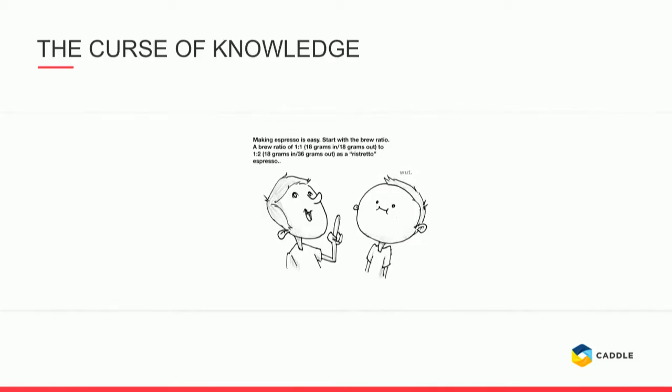The next one is the curse of knowledge, and this might be a little hard to read, but what this young boy is really saying to the other young boy is how to make a ristretto espresso. And he knows, and he says it's easy. He's like, oh, it's easy. You just do this, this, and this, and bang, espresso. But the other kid has no context, so it's, what? How do I do that?